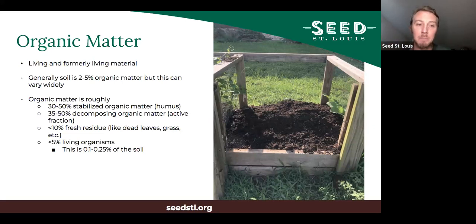Less than 10% of the organic matter is fresh residue. These would be things like dead material that is still recognizable. You can tell, oh, that was a leaf, that was a stick, that was a root. And then less than 5% of the organic matter is living organisms. So this is 0.1% to 0.25% of the soil. But we're actually going to spend a lot of time talking about that ridiculously small percentage, because it turns out it's a pretty important part.